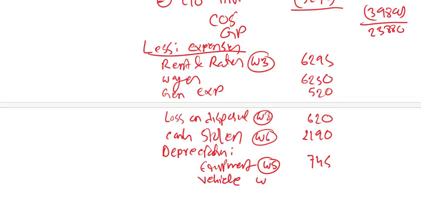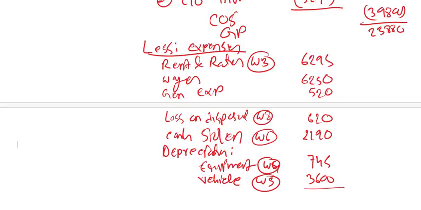And vehicle depreciation, working, I think that's 4. Yeah, that's 4. This is 5. It's 3600. Anything else? No, we have taken rent, we have taken depreciation, taken loss on vehicle, and cash stolen, wages and rent and rates. All our items have been taken.